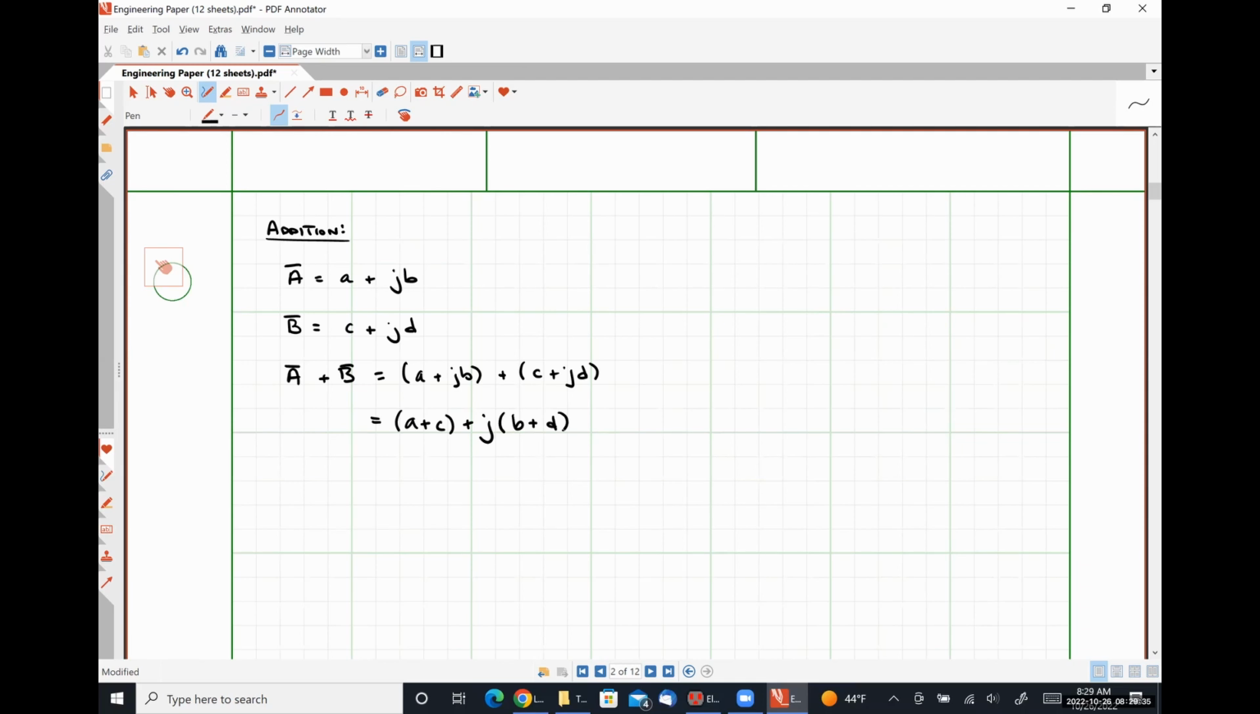So that is addition with rectangular form complex numbers. You can't easily do addition with polar form complex numbers. So I would argue that if you're going to do it by hand, always do it in rectangular form.